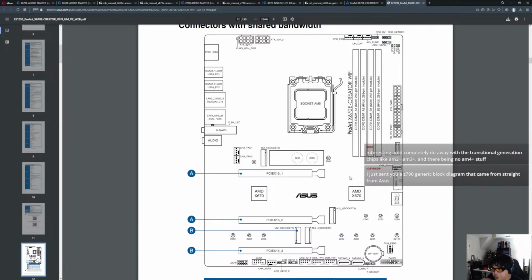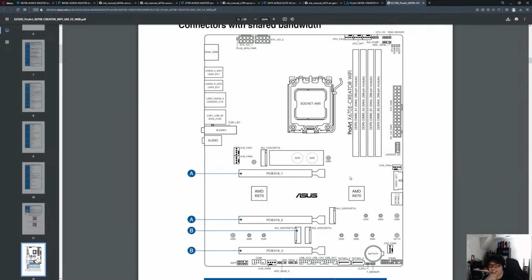Okay. Interesting. AMD completely did away with the transitional generation chips like AM2, 3, and there being no AM4 Plus stuff. I guess AM4 has been around for so long that they don't really need an AM4 Plus. AM3 was like 2009. AM3 Plus was 2011. So that's like a 2-year difference.